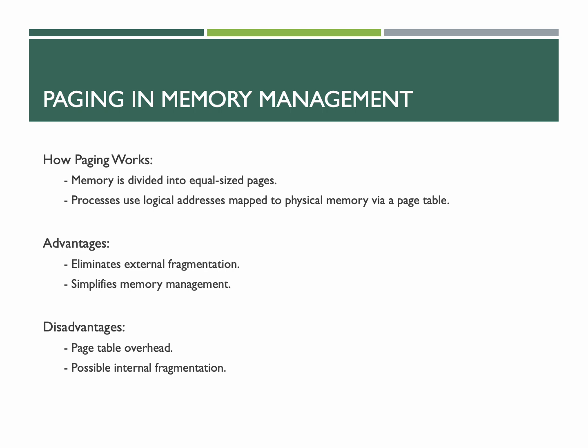But there are some disadvantages also. First, page table overhead, which is when a page table needs to be maintained for each process, which adds some overhead. Second is possible internal fragmentation. If a process does not fully utilize a page, the unused space within that page is wasted. For example, if the page size is 4 kilobytes but the process only needs 3 kilobytes, 1 kilobyte remains unused.